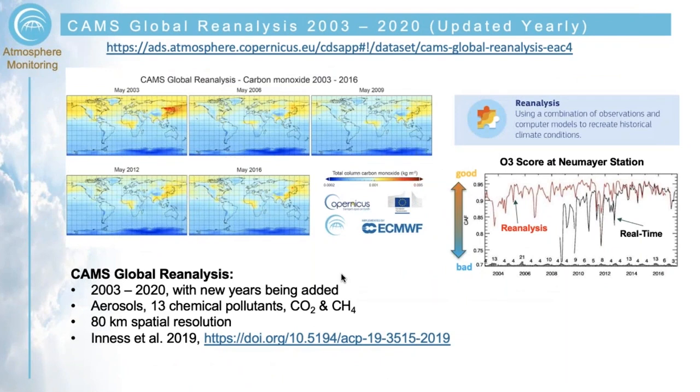I'm going to skip that one and talk about the reanalysis. So I mentioned right at the beginning that we also have a reanalysis product. Reanalysis is a combination of observations and models to create historical climate conditions, through things like the ERA5 and the MERRA reanalysis, for example. But in CAMS, we also provide a reanalysis of global atmospheric composition. All the data is available through our Atmosphere Data Store, and the link is given above. Some examples are given in this page, and I'll give some more in the next couple of slides.